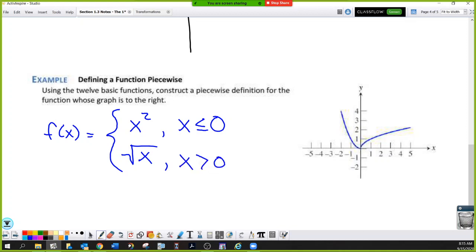Now, I'm not going to say greater than or equal to because I included the 0 on the x squared. That was a choice I made. I could have either included that 0 on x squared or on square root of x. You just can't include it on both. Why can't you include it on both? Because if you include it on both, it is technically not a function because you have an x that can plug into two different equations, and there's a possibility that it could be giving you two different y's.